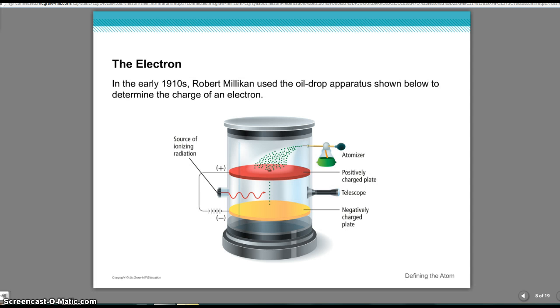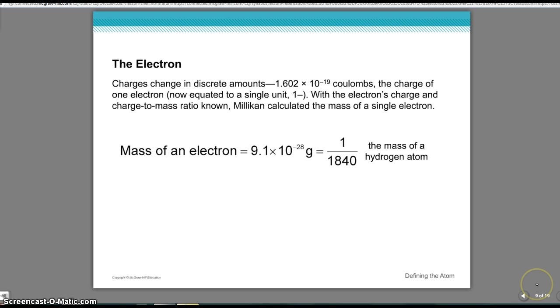And then Robert Millikan was able to take Thomson's idea and actually figure out that the charge of an electron is a -1 charge, and he used what's called the oil drop experiment to do that. So you can see the diagram of his experiment here in the picture. And what Millikan came up with is that the mass of an electron is based on its charge, and he figured out that an electron is almost 2,000 times smaller than the mass of a hydrogen atom. So in comparison to the other part of the atom, the electron really has very little to do with the mass.